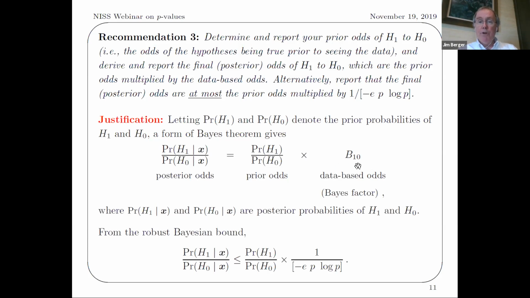If you want to use the bound, the robust Bayesian bound would say the posterior odds cannot be any bigger than the prior odds times 1 over minus e p log p. So here we're going to be focusing on that prior odds.